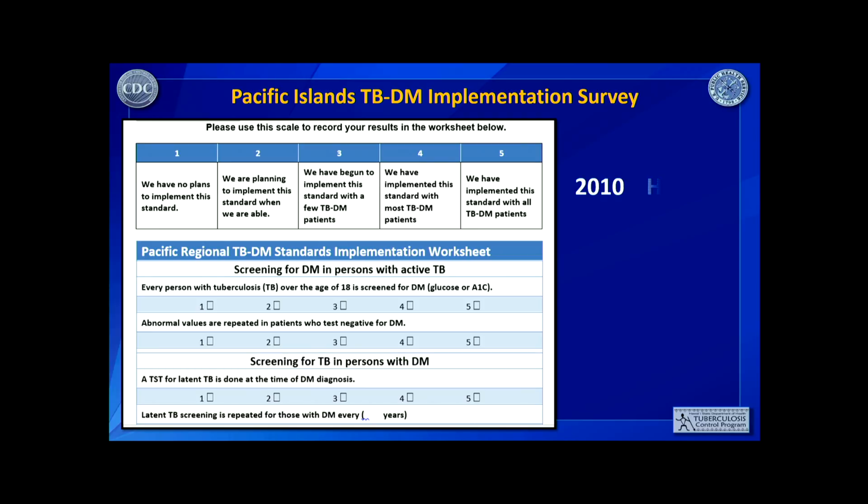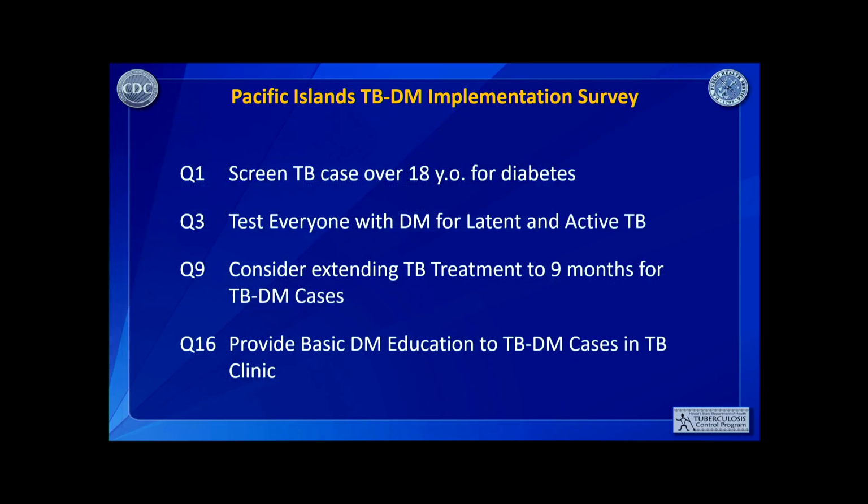We've had a survey that I created in 2010 in Hawaii that we gave to the Pacific Islanders. I repeated it in 2012, and then in 2015 we had another excellent meeting in Sydney, Australia at the regional union meeting there. And I'd like to present to you the results from 4 of the main questions that we asked for implementation on their islands. Those questions were about screening any TB case over 18 years old for diabetes, testing everyone with diabetes for both latent and active TB, a tougher one, considering extending TB treatment to 9 months for TB diabetes cases, and finally providing basic diabetes education to TB diabetes cases in the TB clinic.